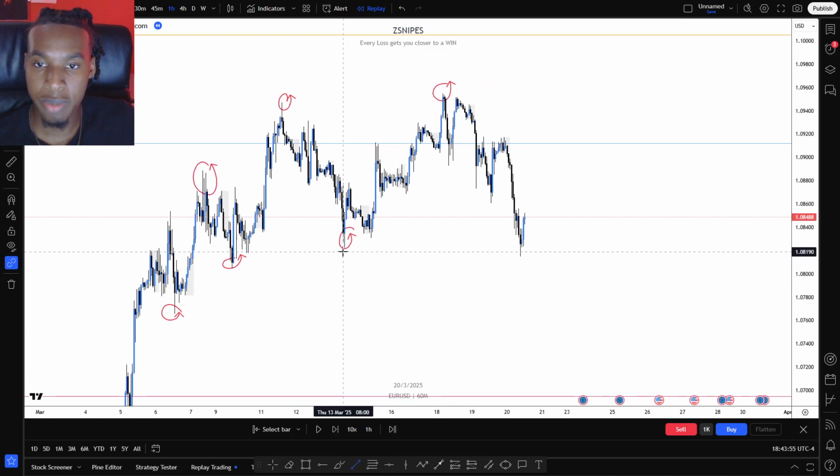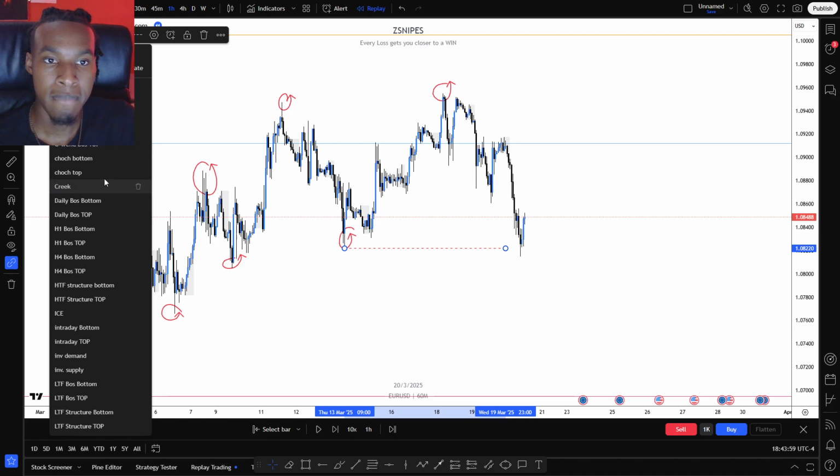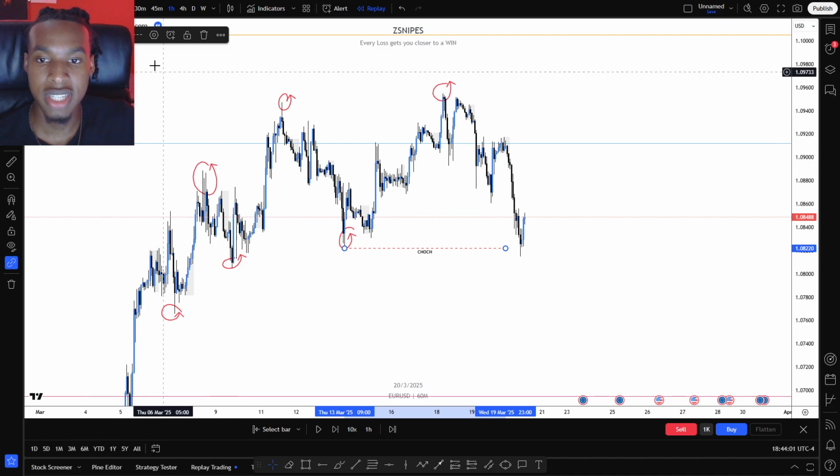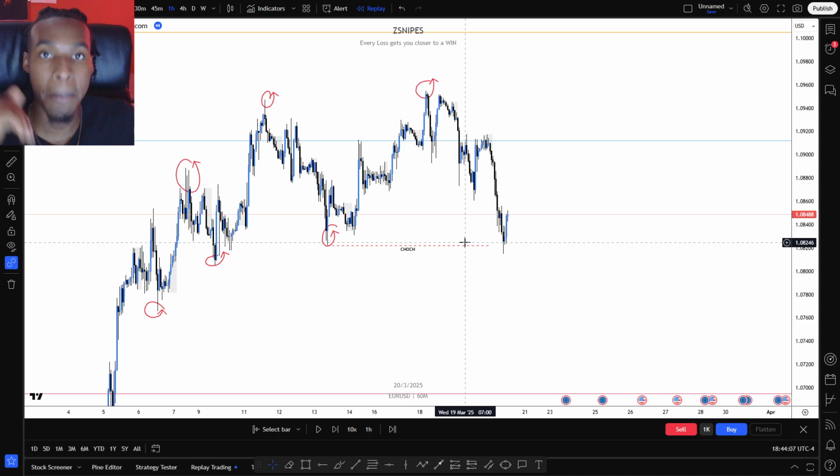You can see the market breaks this low. This is our change of character. All right, that is going to be our change of character at the bottom. When that happens, we're looking for bearish order flow. We're looking for bearish setups. We're going to look for supply zones.